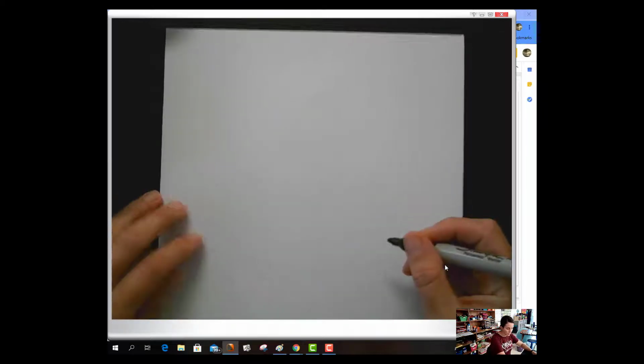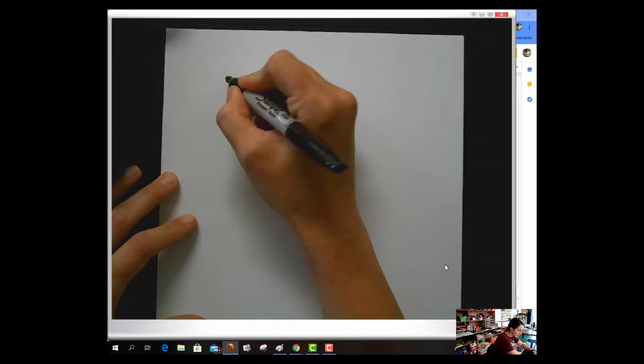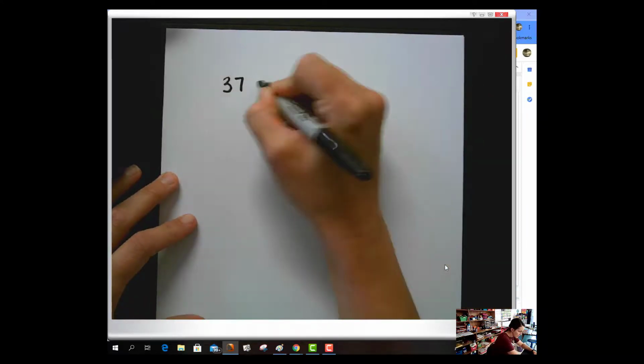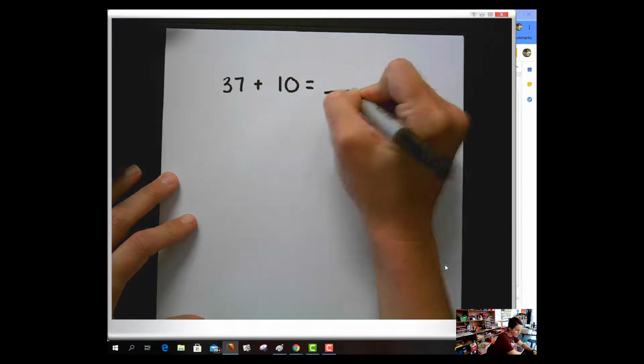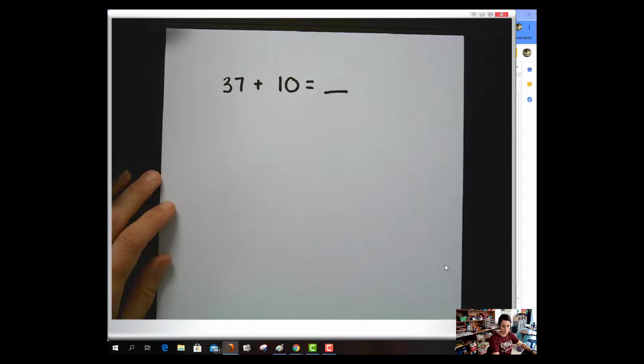Okay, when you're ready, push play, and we'll get rocking with this. All right, the first problem is this. 37 plus 10 equals what? I would like you to pause the video and see if you can figure this out using any strategy.